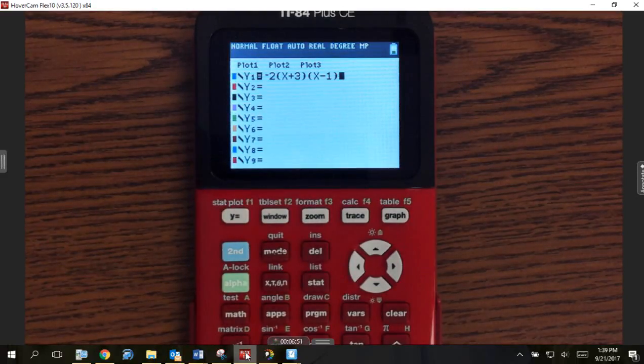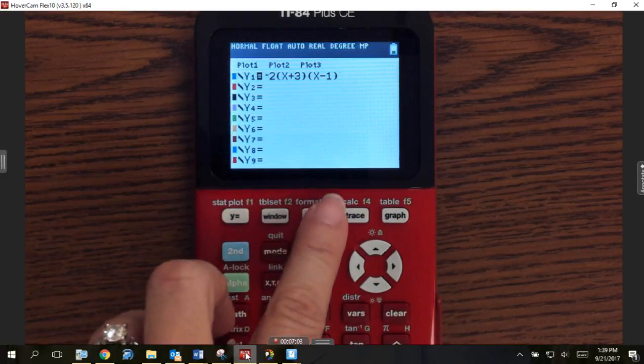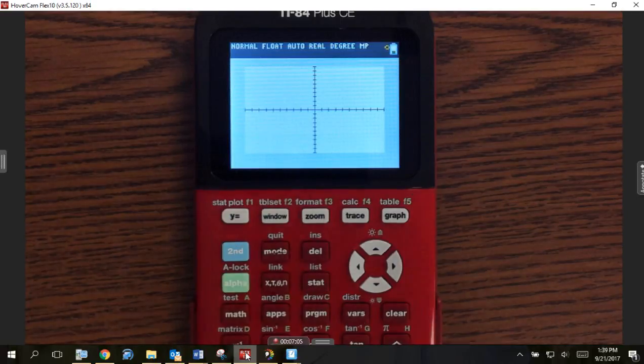When you hit graph, your window might be all crazy because we were using it for statistics before. Or you might have an error if you typed it in wrong. So I'll take a second and walk around and help you. But when I hit graph, this is what mine looks like. It should look like what we graphed.